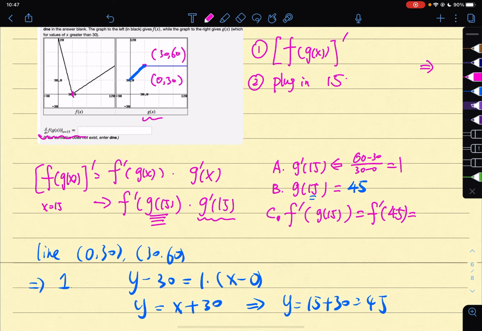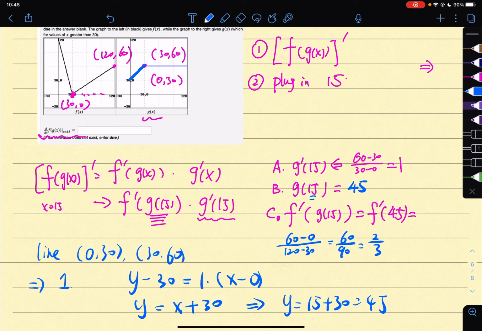Well, this is 30. 45 must be somewhere here, right? So this is a straight line. The slope of a line is simply a constant. The derivative of a line is the slope. So this is (30, 0). This is (120, 60). So the slope of it can be easily identified, which is, again, rise over run, which is 60 over 90, which is 2 over 3. So you found everything. You found the first part to be 2 over 3.